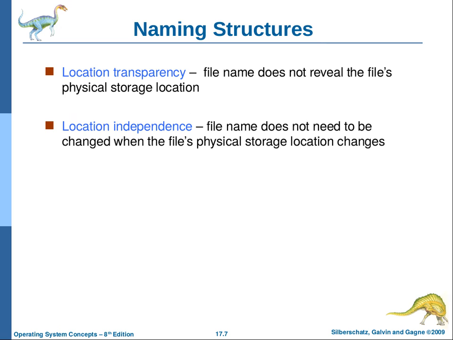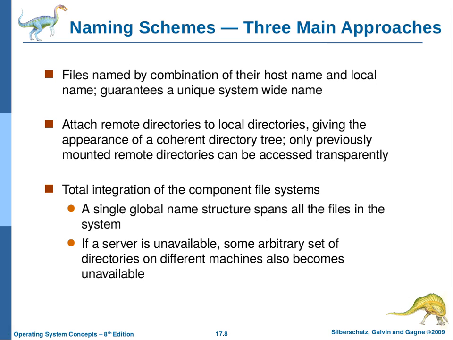So you have location transparency. They really should have chosen a different word here. The file name does not reveal the file's physical storage location. It sounds more like location encapsulation or something, but we'll go with transparency. And then you have location independence: the file name does not need to be changed when the file's physical storage location changes. So if you move it around, you're still pointing to the same thing. Okay, that's great.